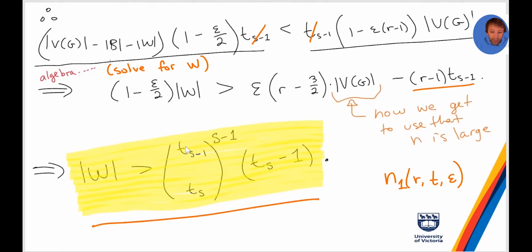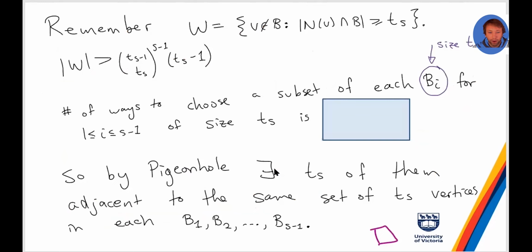So in particular, if I take this n1 as large enough, I can get that the size of W is bigger than this thing: T_s choose... T_{s-1} choose T_s, to the s-1, times T_s minus 1. So as long as the number of vertices is big, W will be at least this big. I know I'm out of time, but the last thing I wanted to say is a quick pigeonhole argument. So why does this finish everything off?